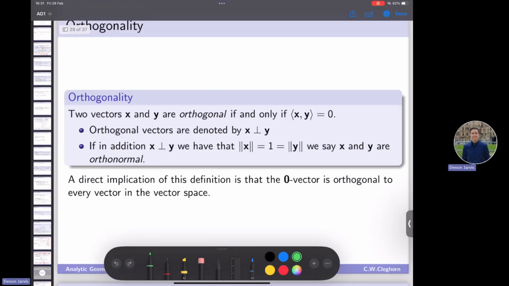Okay, so then that allows us to define what is now known as orthogonality. I've been speaking about this up to now, but let's define it properly. I'm sure you all kind of know what it is already. Two vectors, x and y, are orthogonal if and only if their inner product evaluates to 0. They are denoted by that little symbol there. I don't know what it's called. But if, in addition to the orthogonality, we have that the norm of x and the norm of y is 1, we say that x and y are orthonormal to each other. A direct implication of this definition is that the 0 vector is orthogonal to every vector in the vector space, because obviously if I take the inner product of x with 0, it's going to give me 0.